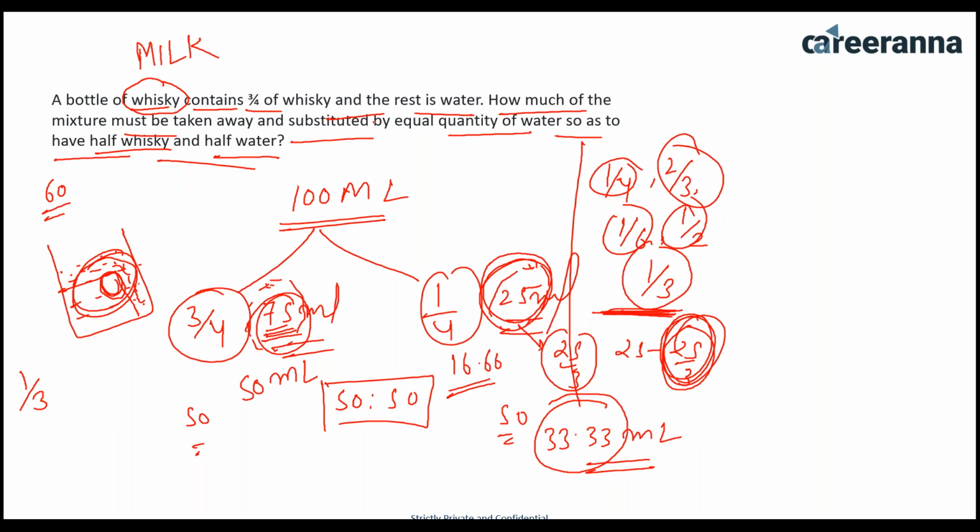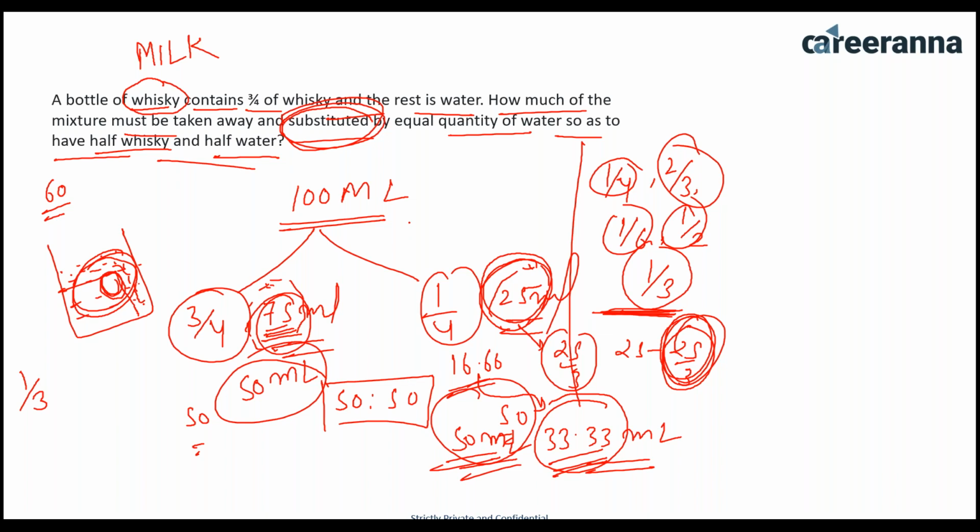As per the question, you have to substitute. That means removal is necessary. Now, 33.33 ml is added to this value. It will be 50 ml. This is what we require, 50 ml and 50 ml. Is it clear to all? Say yes, no.